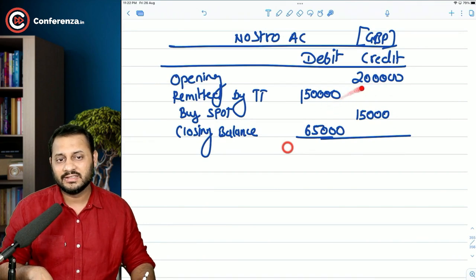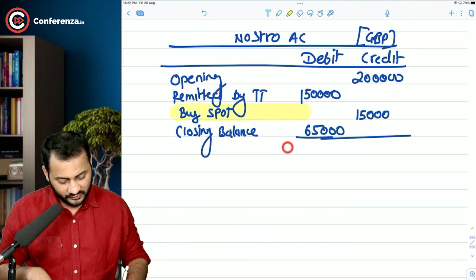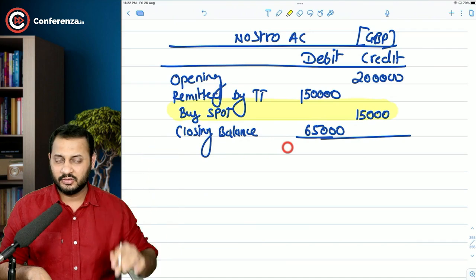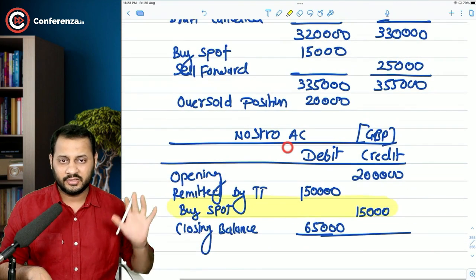We could clearly see that the difference between these two is 50,000. How much more is required? Only 15,000. So 50 plus 15, 65. So this is one transaction. But the moment we bought the GBP at spot, it affected the nostro.